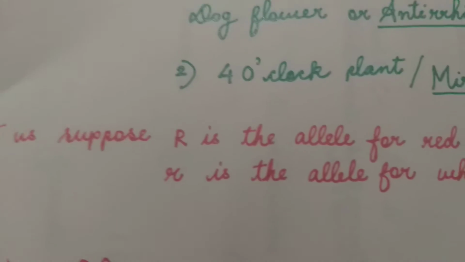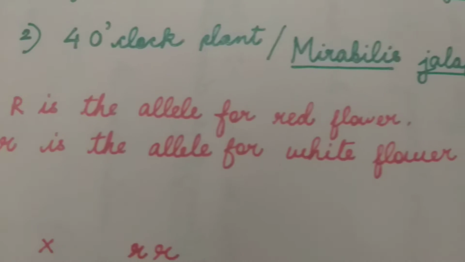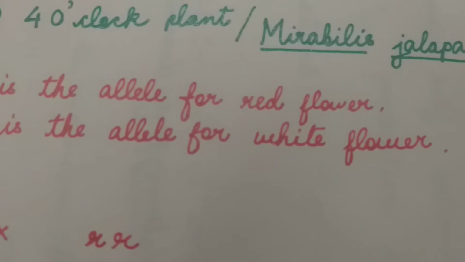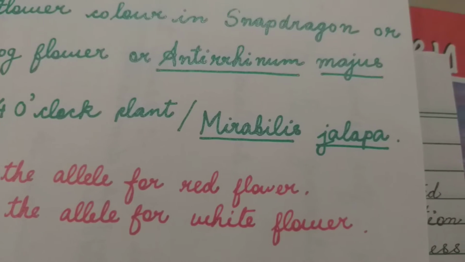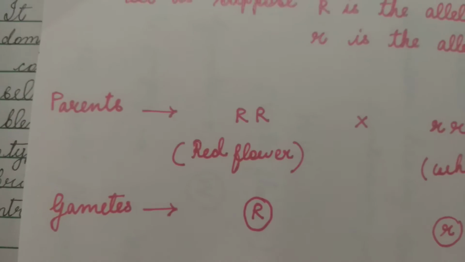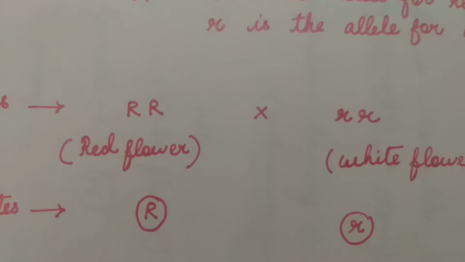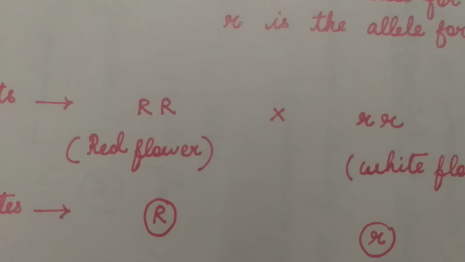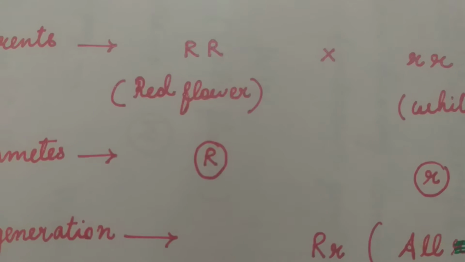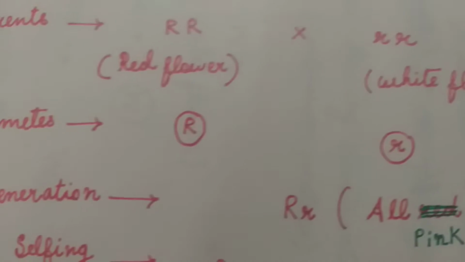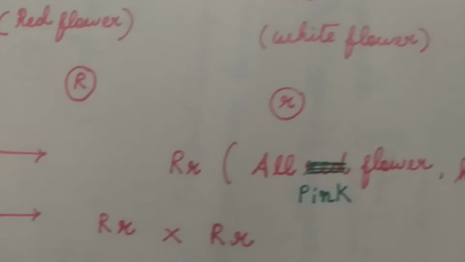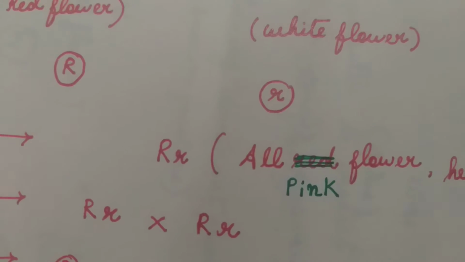Let us suppose capital R is the allele controlling red flower in snapdragon and small r is the allele controlling white flower of snapdragon or Antirrhinum. Now make a cross. Red flowered plant crossed with white flowered plant. Genotypes are capital R, capital R and small r, small r. Gametes are formed. F1 generation. After fusion of gametes, F1 generation consists of capital R, small r.